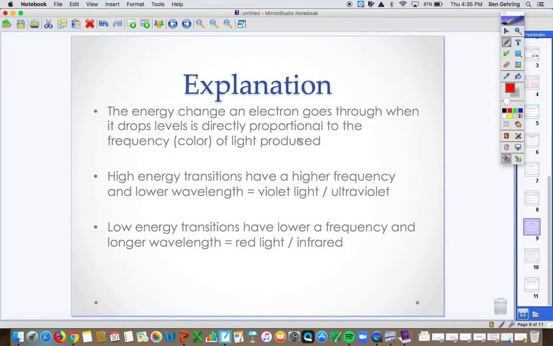So again, the energy change an electron goes through is proportional to the color of light. So if it's a lot of energy, it's going to be more of a purple color, a violet color. So higher energy has a higher frequency, which is our violet color. Lower energy has a lower frequency, which is our red color. So if you see purple light, you know there's a lot of energy being released. Red light, you know there's less energy being released. Just something to think about moving forward.